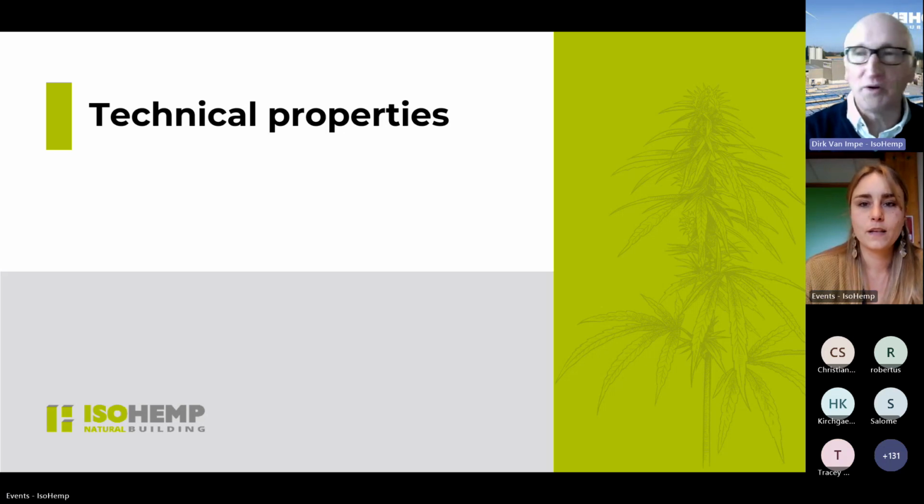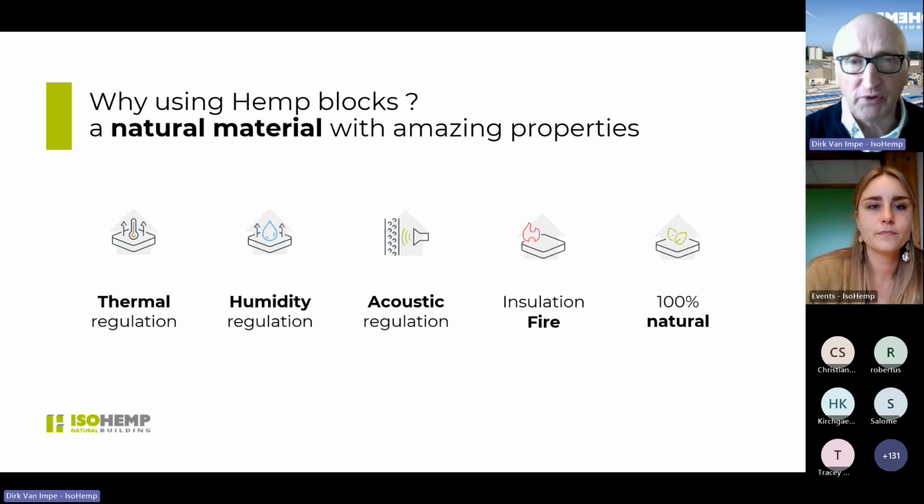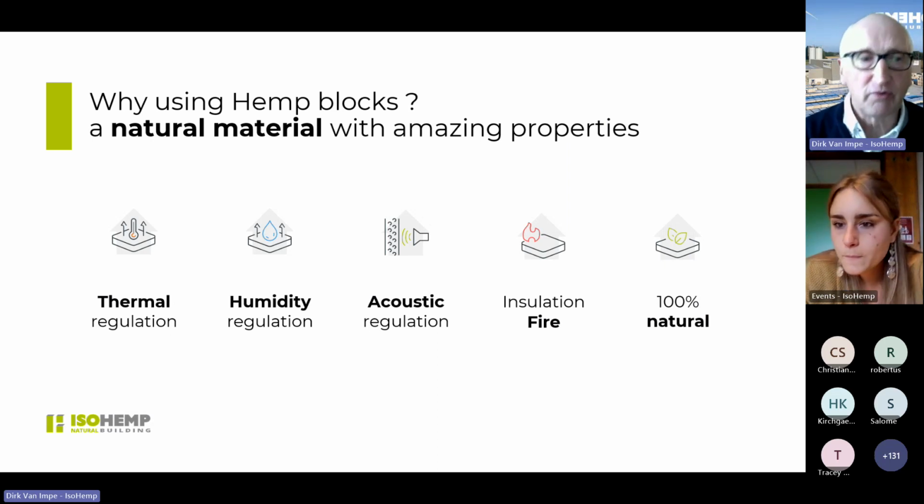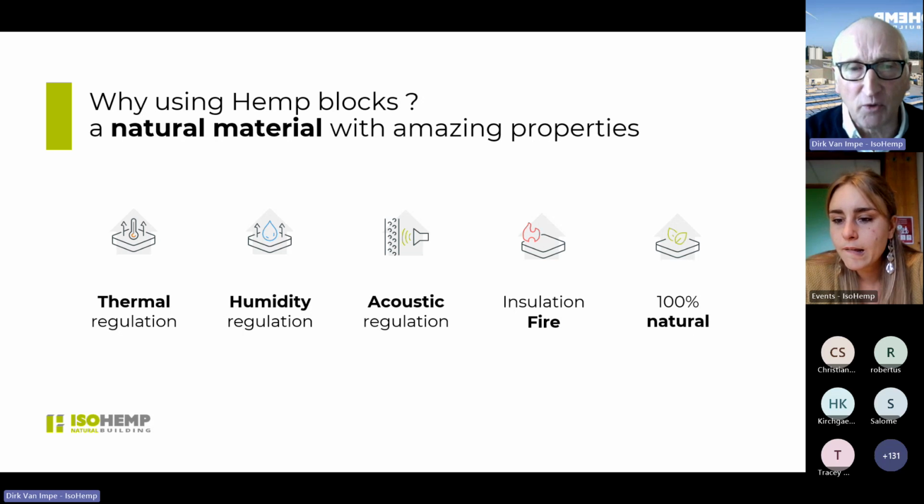So I will go on from this part. Let's go more in depth with the properties, and this is all about why you should use our blocks, separately from their environmental properties. Why should you use our blocks in your building environment?